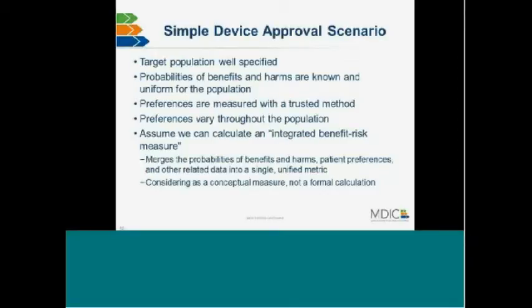And finally, I'm going to make believe we can calculate what's often called an integrated benefit risk measure. It's basically a number, and it can be done probabilistically, but here it's going to be a number. It takes into account the probabilities of benefits and harms, the patient preferences, and other data. And just the way to think of it is the bigger the value, the more the benefits outweigh the risk. The smaller the value, the less the benefits outweigh the risks. And if it's positive, it's good for that patient. If it's negative, it's bad for that patient.